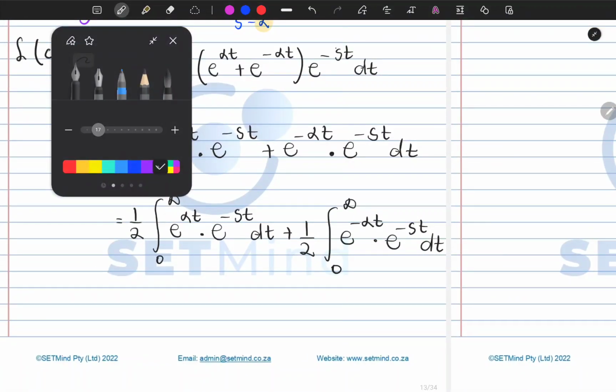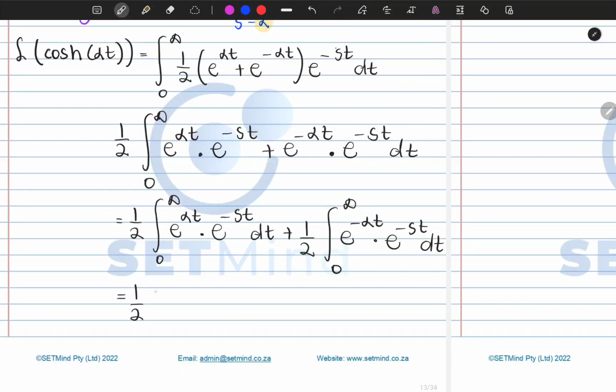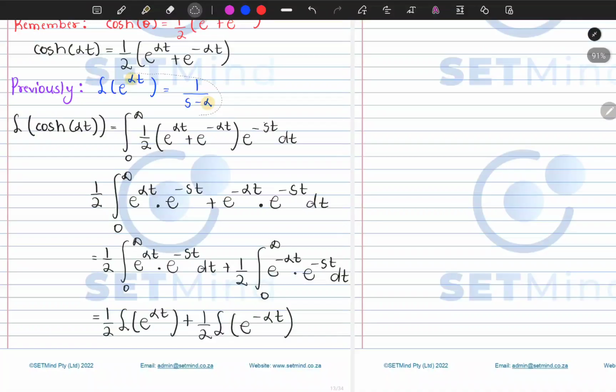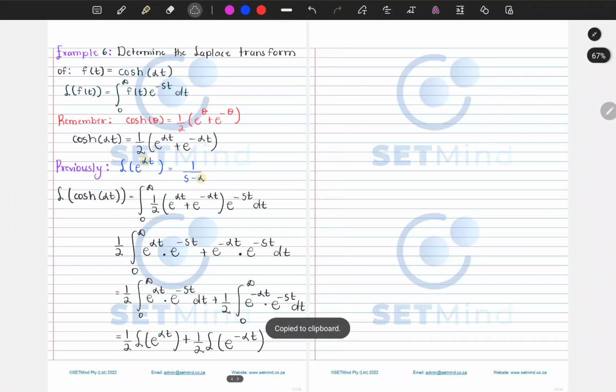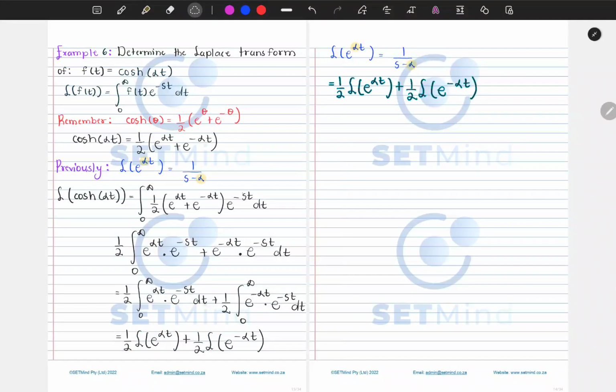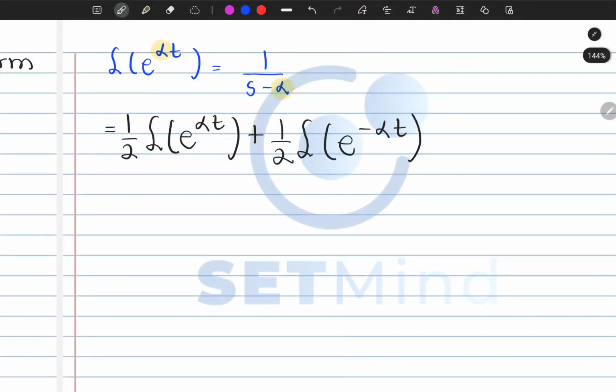So if you look at what is going on here, it is as good as saying I'm looking for half the Laplace transform of e alpha t plus half, if you look at the integration, the Laplace transform of e negative alpha t. And I can use what I've derived already on the next page to easily find the Laplace transform for hyperbolic cosine. So let's go ahead and do so. And this is the benefit of making sure that you derive your identities, then you know them off the top of your head, because whatever multiplies t there is what we are going to subtract here.